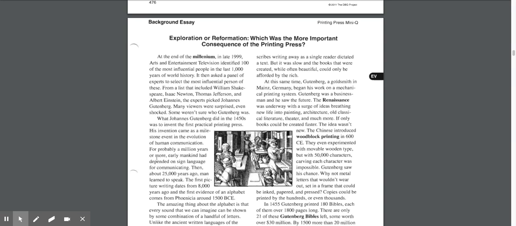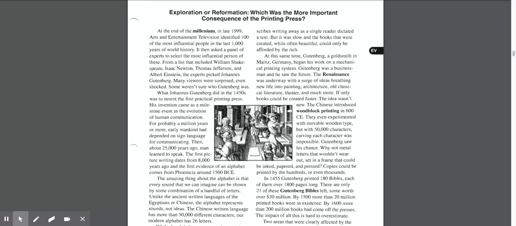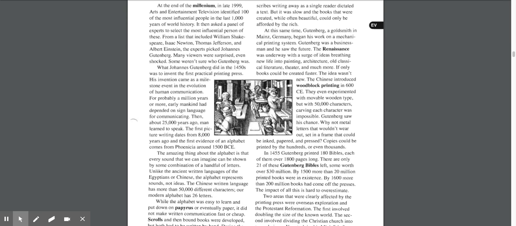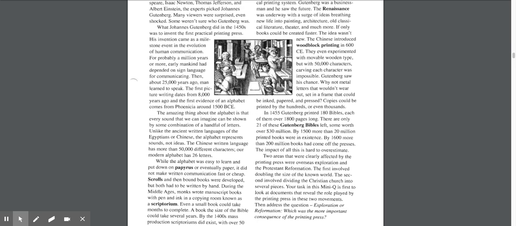For probably 1,000,000 years or more, early mankind had depended on sign language for communicating. Then about 25,000 years ago, man learned to speak. The first picture writing dates from 8,000 years ago, and the first evidence of an alphabet comes from Phoenicia around 1500 BCE. The amazing thing about the alphabet is that every sound that we can imagine can be shown by some combination of a handful of letters.